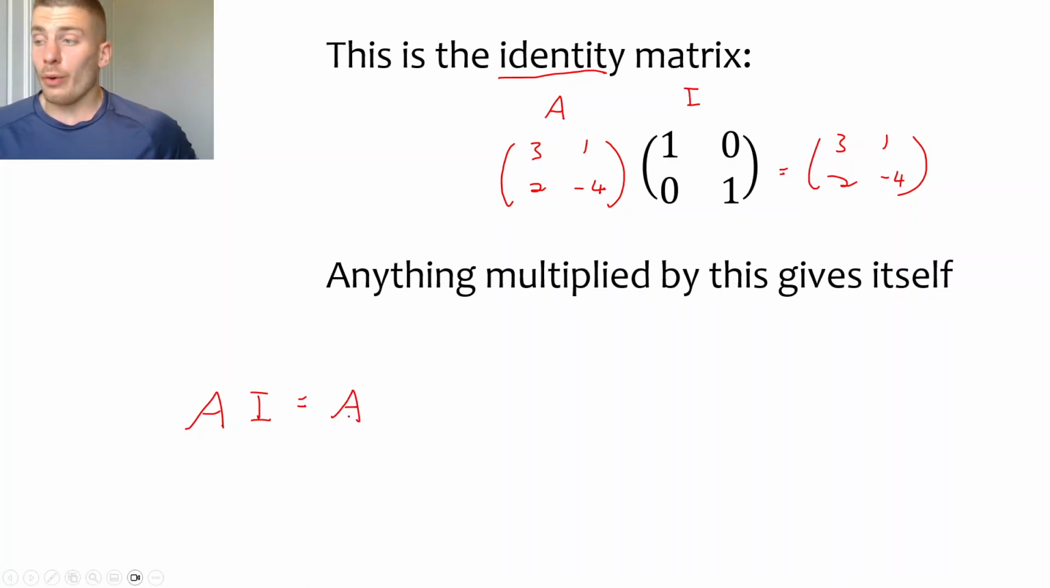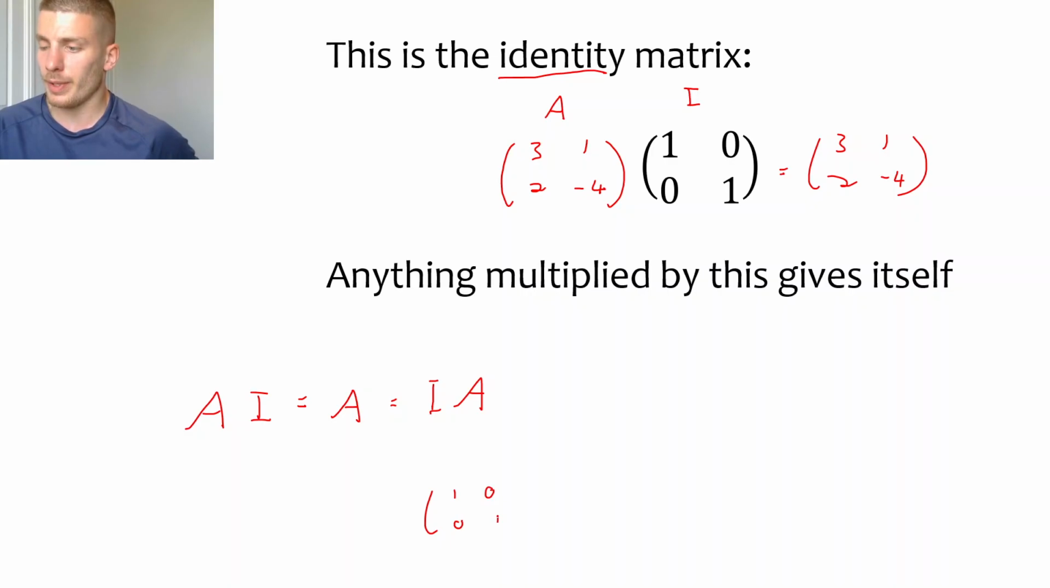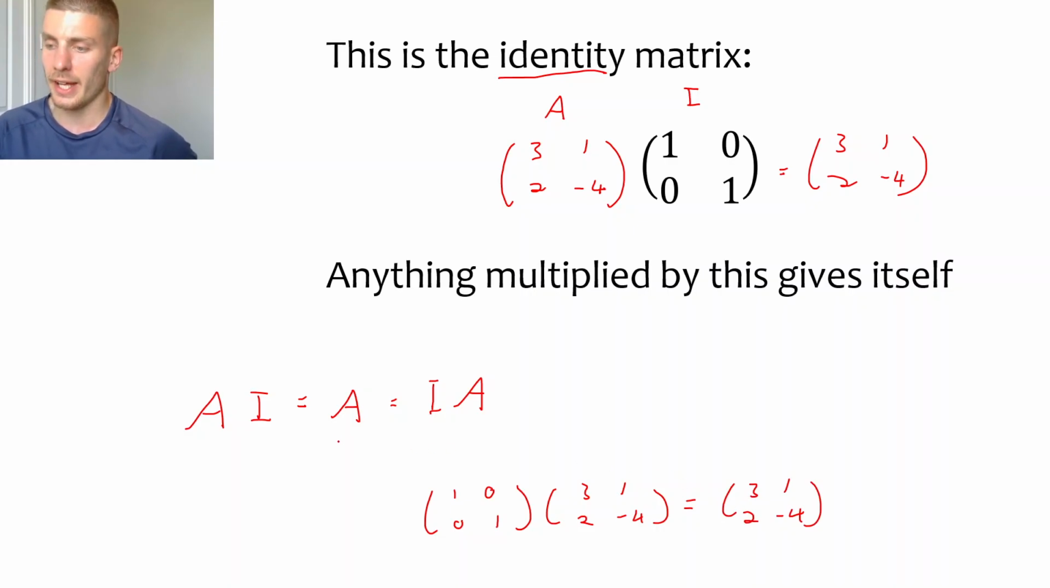Okay? Now, we said previously with matrix multiplication, in most cases it is not commutative, i.e. the order of things will change the answer. However, with the identity matrix, it is commutative. So if we take A times by I, that's going to be the same thing as doing I times by A. You're going to get the same answer. So in other words, if I wrote this 1, 0, 0, 1, and I times it by 3, 1, 2, minus 4, you're just going to be getting 3, 1, 2, minus 4. Okay, which is just A again.